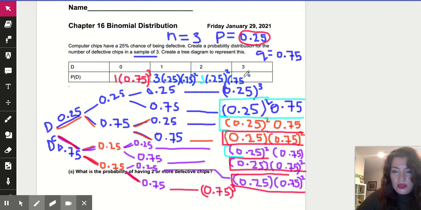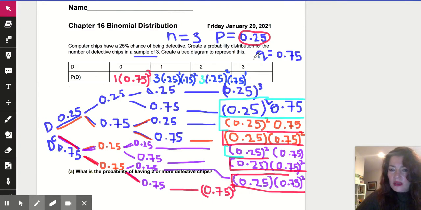So there's always a total of 3. You can see my degree here is 3, so my exponents add up to 3. 0.25, I can raise that to exponent 1. So 1 and 2 is 3. I have 0.75 here. If I put the exponent 1 and 0.25 exponent 2, that's 3. And there's 3 ways that can happen.